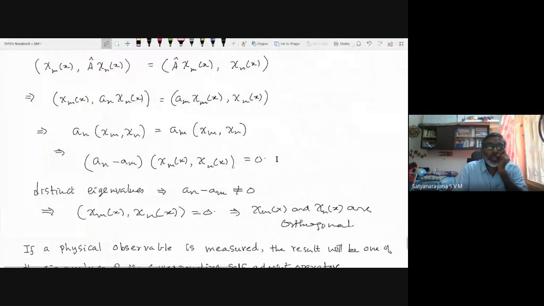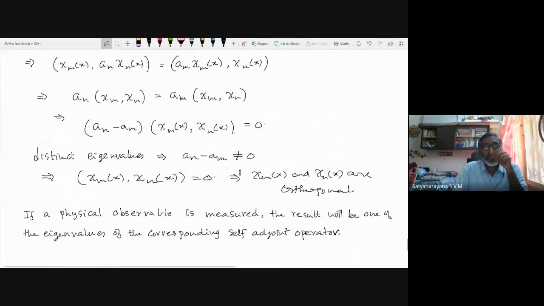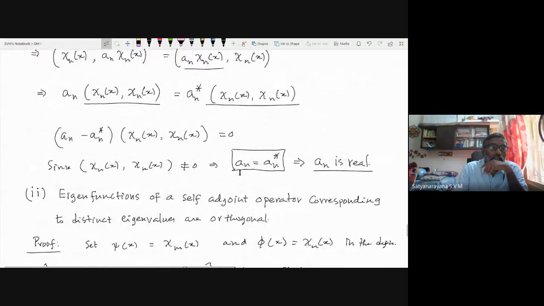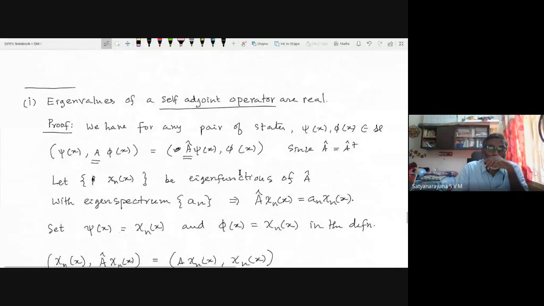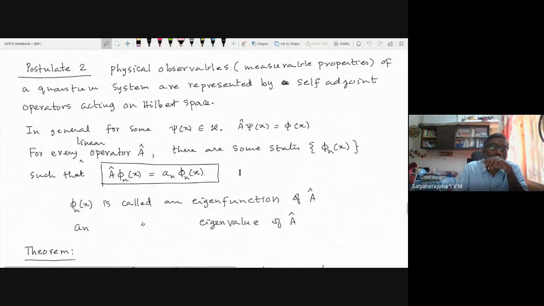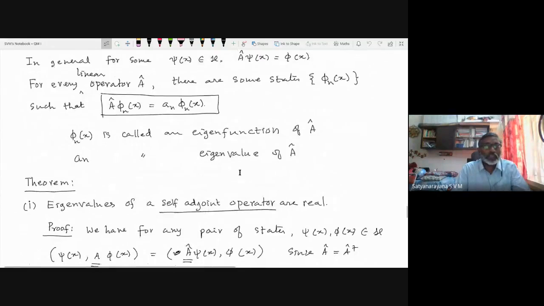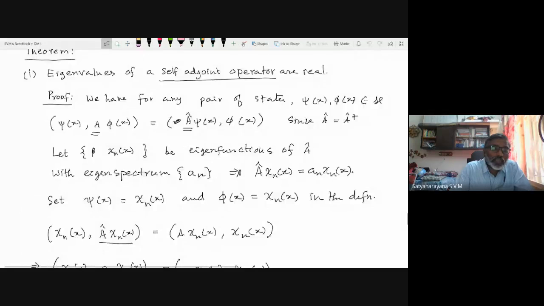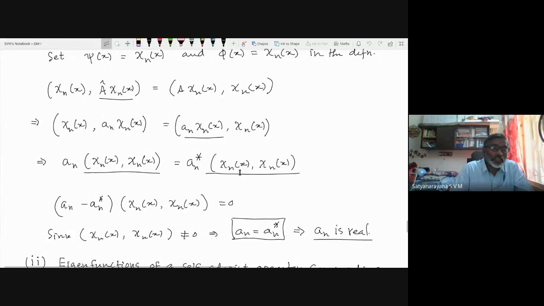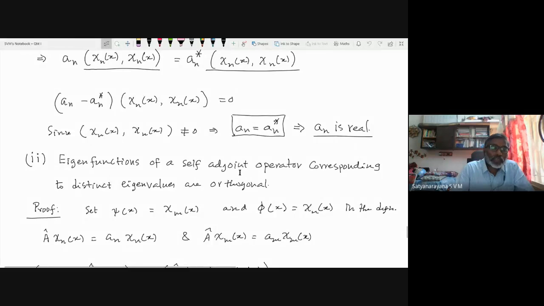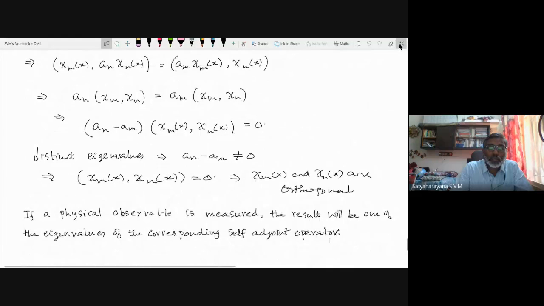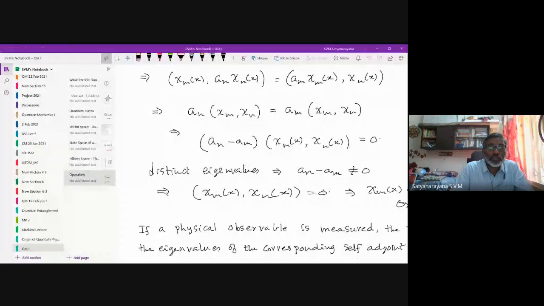So let me stop here. We will pick up from this point on Monday, and then we will try to discuss a little more structure related to this postulate 2. So the postulate 2 is essentially how a physical observable is represented and what that means. So it's a self-adjoint operator. It has real eigenvalues and orthogonal eigenfunctions corresponding to distinct eigenvalues. And this will help us to formulate the theory further and then talk about what happens when we measure the system. I will stop here if there are questions.